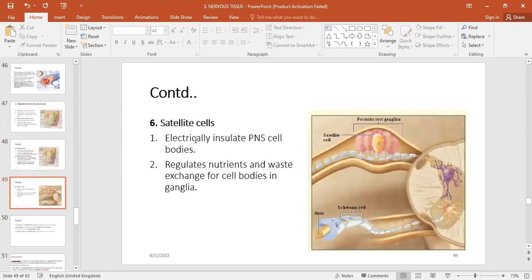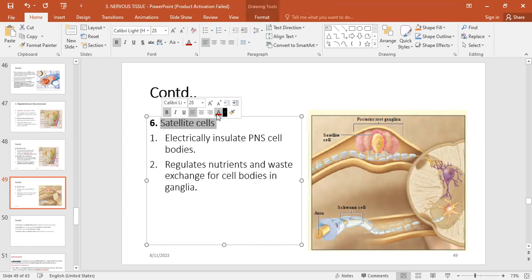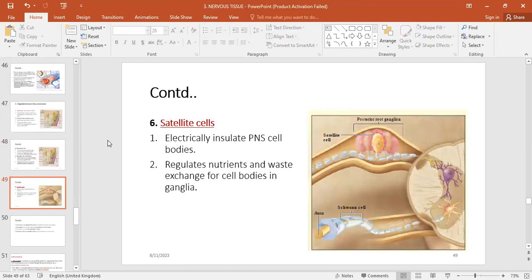Next cell we'll look at is satellite cells. Now, these cells are not found in the central nervous system. They are only found in the peripheral nervous system, but they are part of the nervous tissue. We call them satellite. So satellite is something that is distant but overlooking another object. For example, the moon is considered a satellite of Earth. Okay. Now, these cells are found only in the peripheral nervous system.